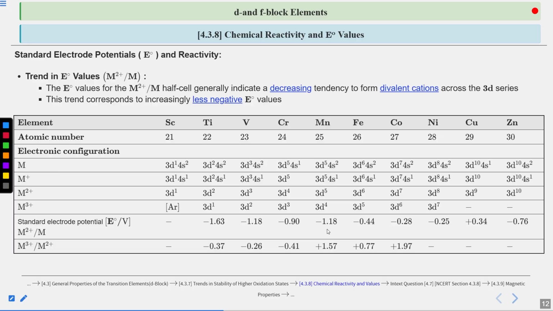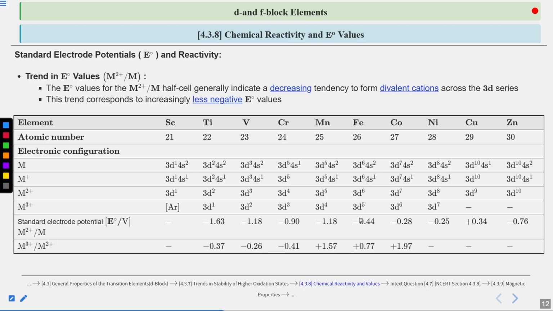Why is it so? It can be related to the manganese half filled configuration, which it attains in the M2 positive state. When manganese attains the D5 configuration, that is the half filled stable configuration in Mn2 positive, it shows a more negative E0 value because it wants to attain that D5 half filled stable configuration. So it will show the higher negative E0 value.